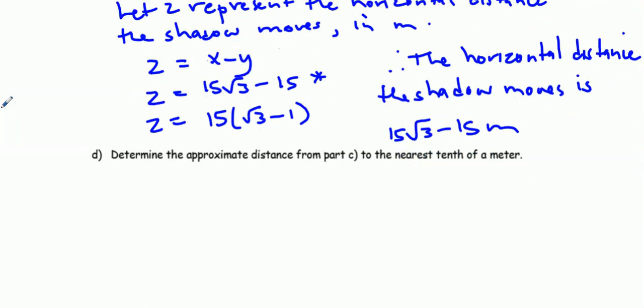Determine the approximate distance. You can go ahead and do that. The approximate distance, you're just going to calculate the square root of 3. I don't have a calculator with me, so I'm sure you can figure that one out.